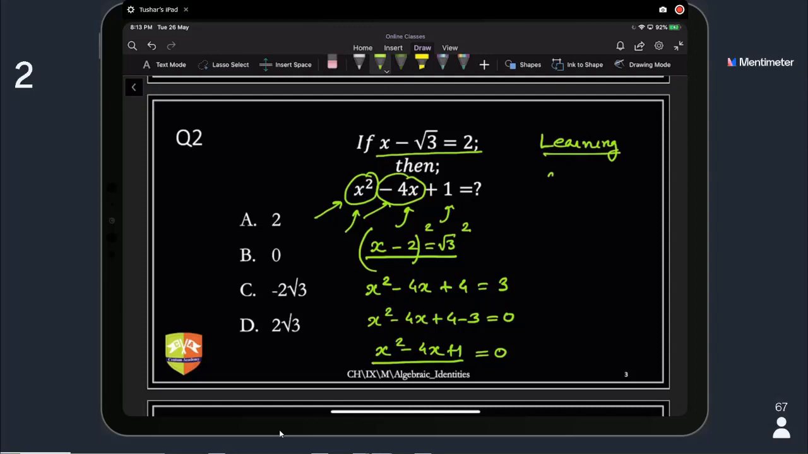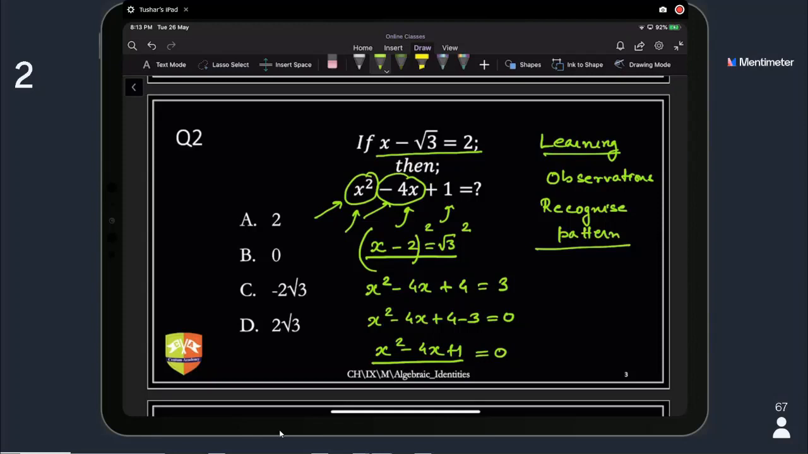Maths is all about observations. How observant are you, and can you recognize the pattern? This is the whole game throughout your mathematical career.